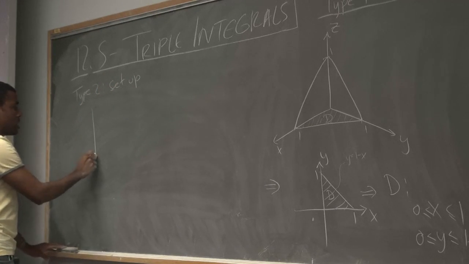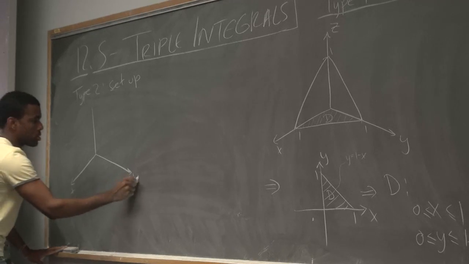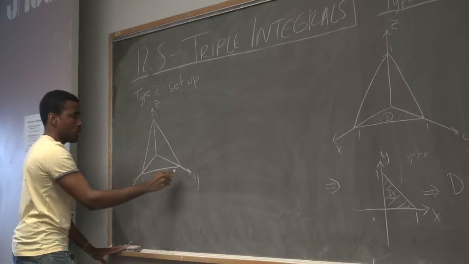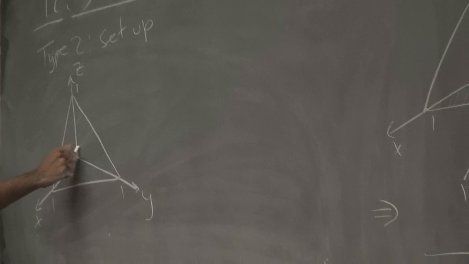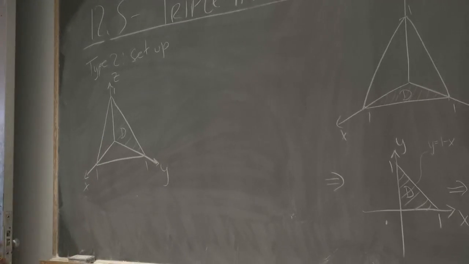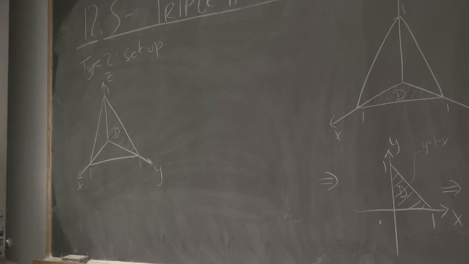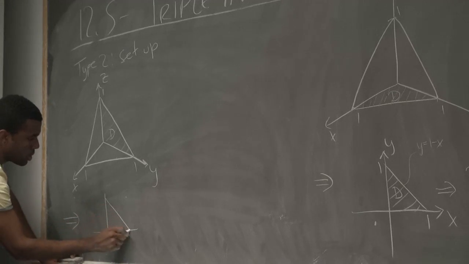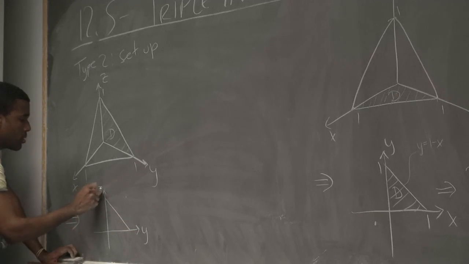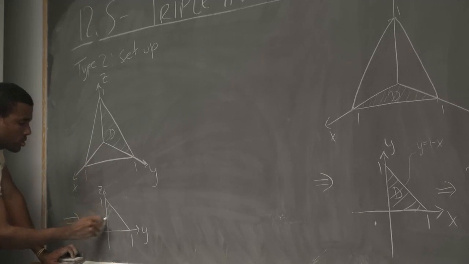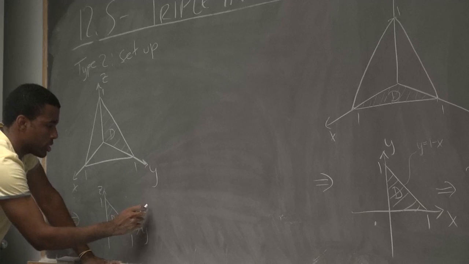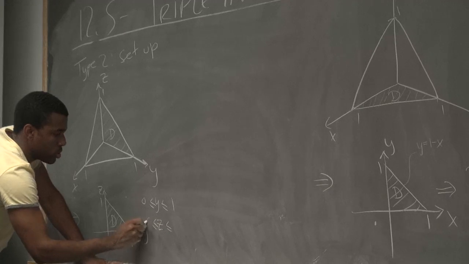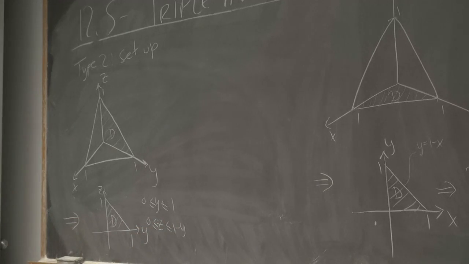So here you'd have the same guy, X, Y, Z. But here I'm thinking of the projection region as being over here, right? Which means my D is now in the YZ plane, but it still hits 1 and 1. So I can describe it very similarly. I can say Y goes from 0 to 1, and Z goes from 0 to 1 minus Y. Could do that.